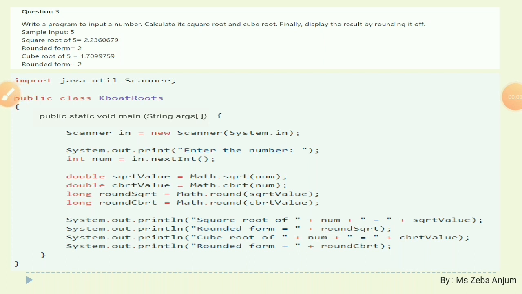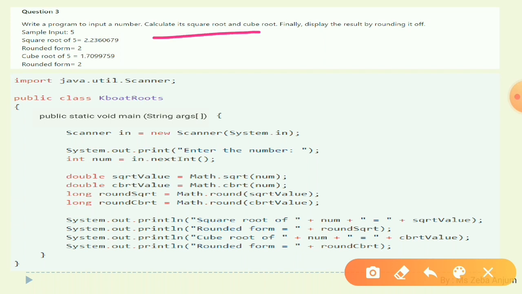Now students, see this question number 3, that is write a program to input a number, calculate its square root, cube root, finally display the result by rounding it off. Yes, in the previous video I have explained this question to you. This is basically the answer. Okay, so see the first one.